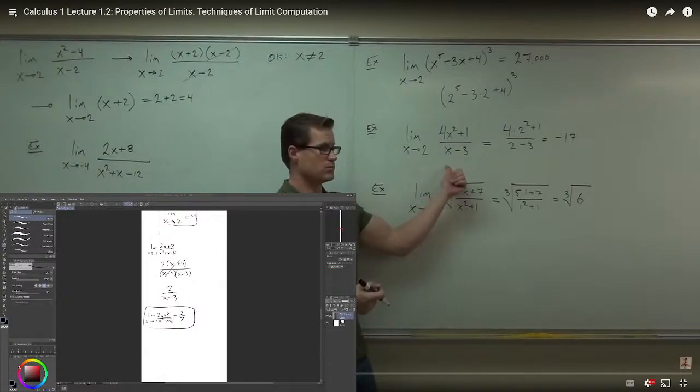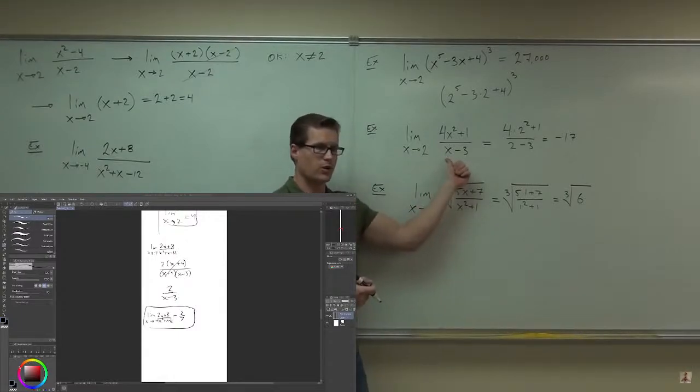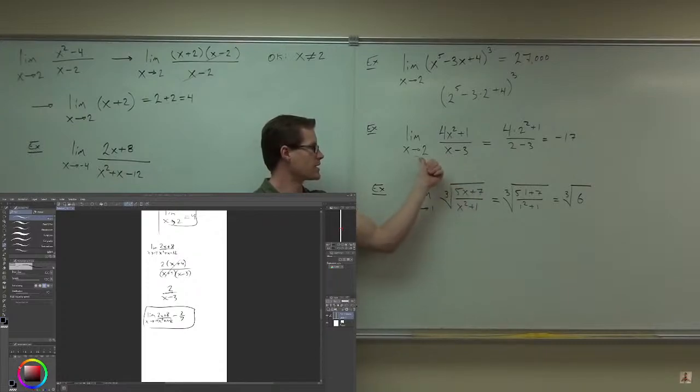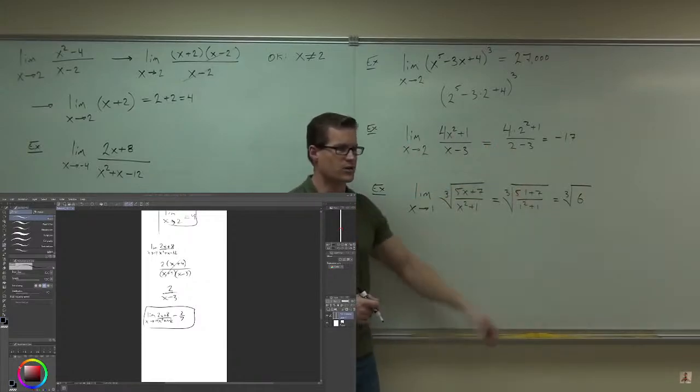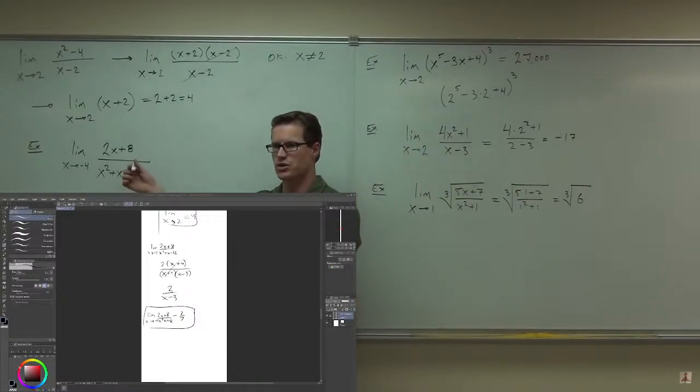This example would have an issue if we were going to the limit of x approaching 3. Wouldn't that be a problem? But we're not. We're going to 2, so there was no problem here. So at least check and make sure you actually have a problem before you start factoring things out. Make sense? So try it.